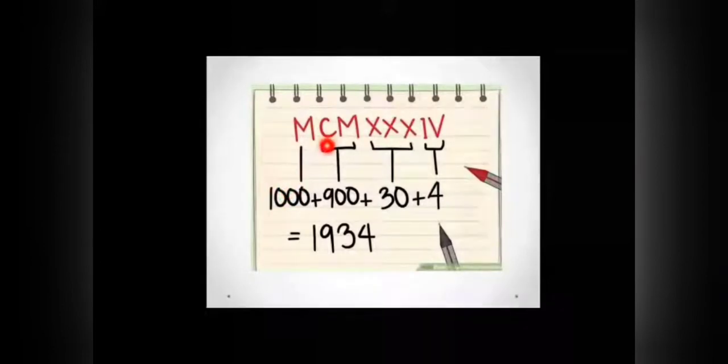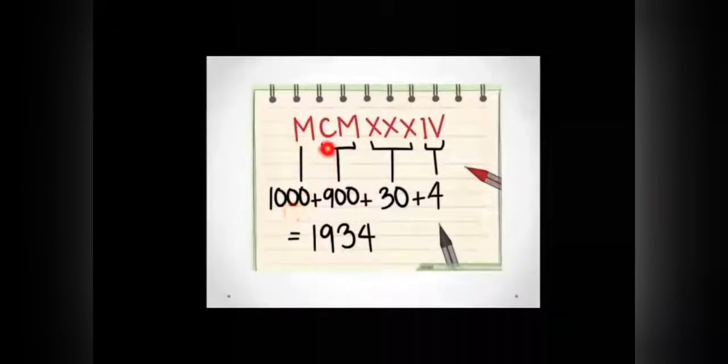So this C will be always accompanied with the next number, not with the previous number when it is in between two bigger numbers. I repeat, when a smaller number is in between two bigger numbers, you will always take C with the next number. I mean, you will always take the smaller number with the next number, not with the before number.